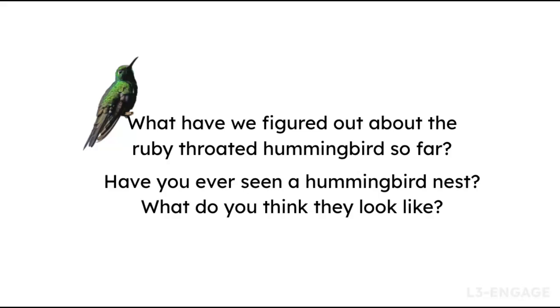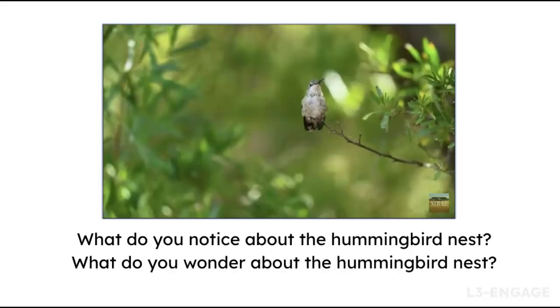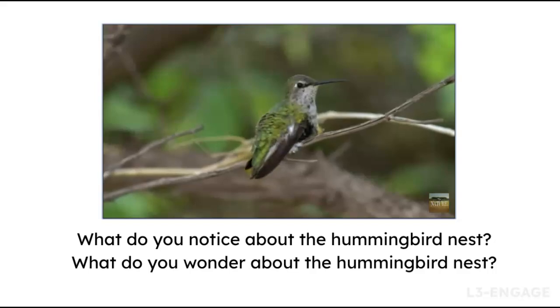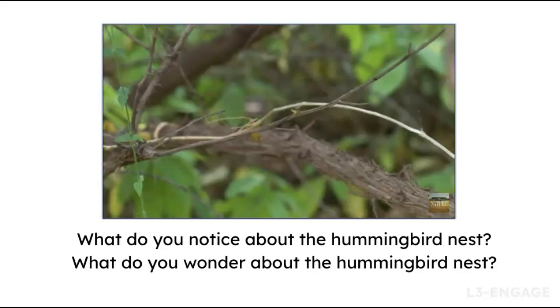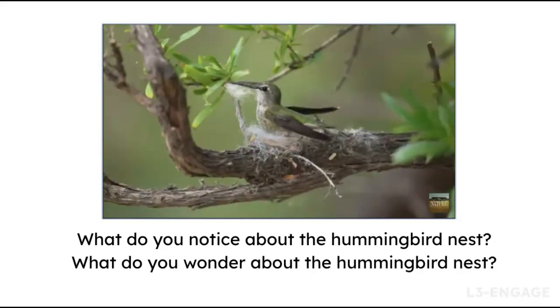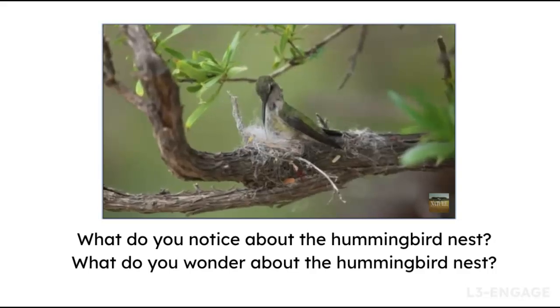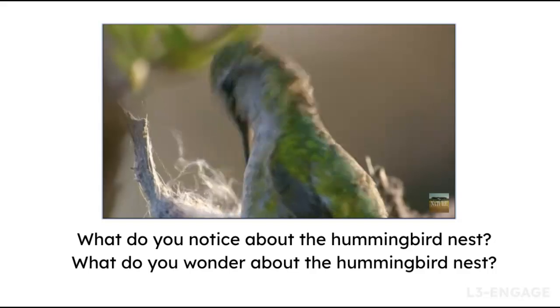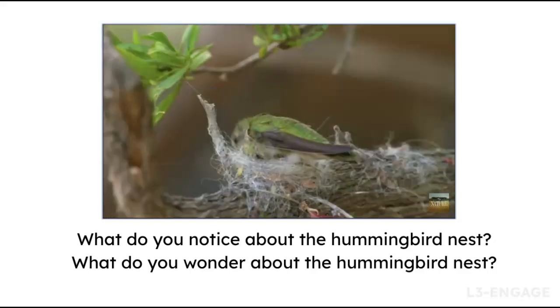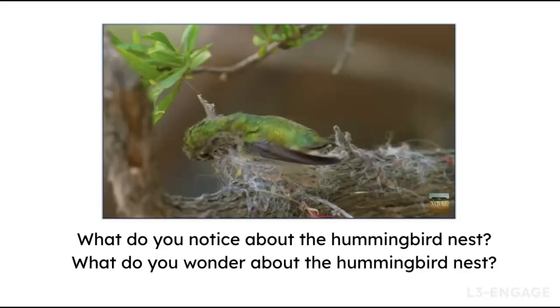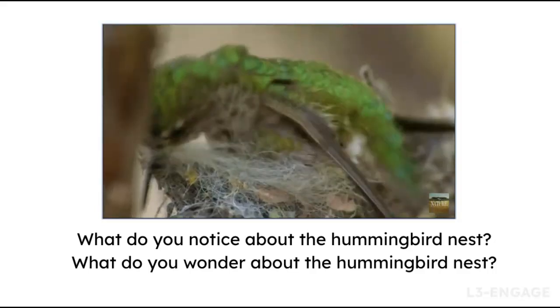For the Engage portion of the lesson, you'll begin by asking students questions about what they've learned about ruby-throated hummingbirds so far, and if they have any prior knowledge about hummingbird nests. You'll show students the video of a hummingbird building a nest and ask them what they notice. You'll then revisit the driving question board and add any new questions and highlight any others connected to the learning goals of this lesson by calling attention to questions about hummingbird nests or where hummingbirds live. You'll let them know that they're going to investigate the nests of hummingbirds and other birds.